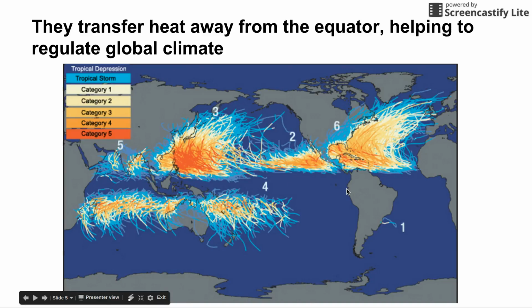There are no hurricanes on the equator. The reason for that is that there's no Coriolis effect on the equator. If you had a hurricane try to form right on the equator, it wouldn't know which way to spin. And if it's not spinning, it's just going to die out. Hurricanes need to spin to strengthen.